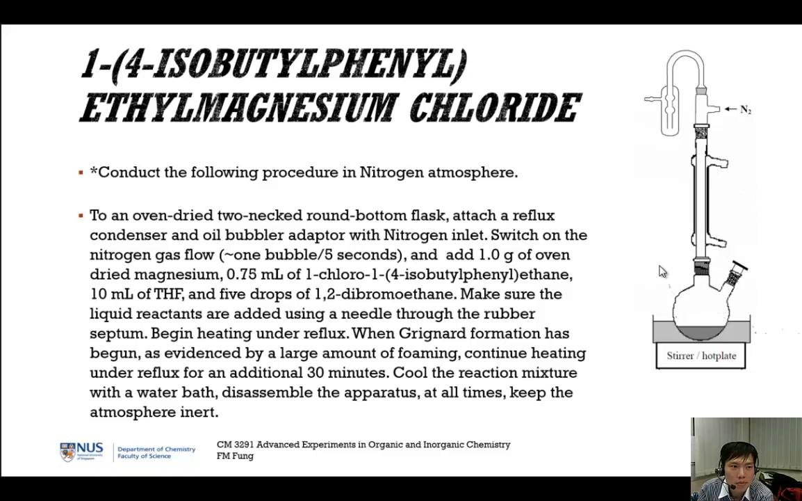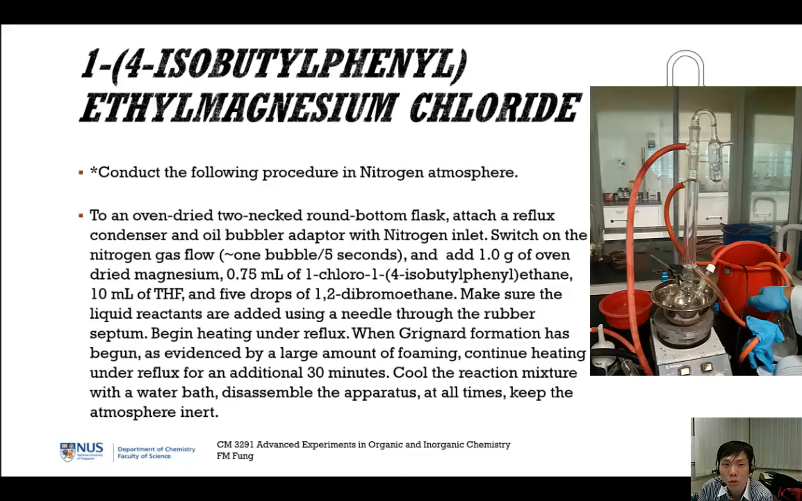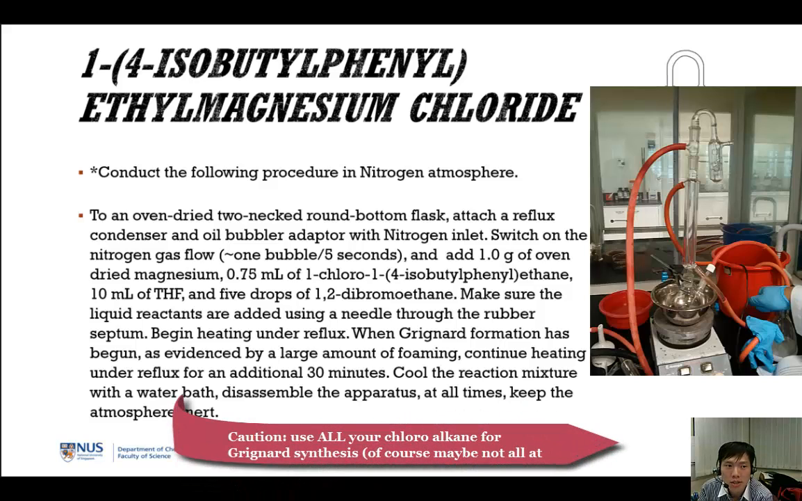Two-neck RBF. For this speed, you can try to adjust it until you get the right spot again. About 1 bubble per 5 seconds. So after you're done, add 1 gram of oven-dried magnesium. Again, have the nitrogen going in, so that it is everywhere. Then you add the Mg inside, and then 0.75 ml of the previous intermediate. Add your solvent THF, 5 drops of 1,2-dibromoethane.